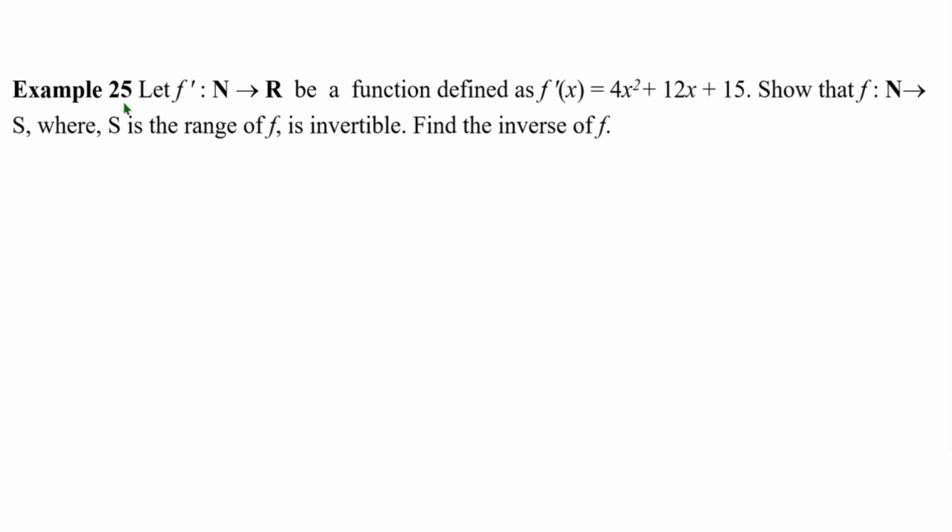The next question: let f dash be a function from the set N of natural numbers to the set R of real numbers, defined as f dash of x is equal to 4x square plus 12x plus 15. Show that f from the set N of natural numbers to S, where S is the range of f, is invertible. Find the inverse of f.